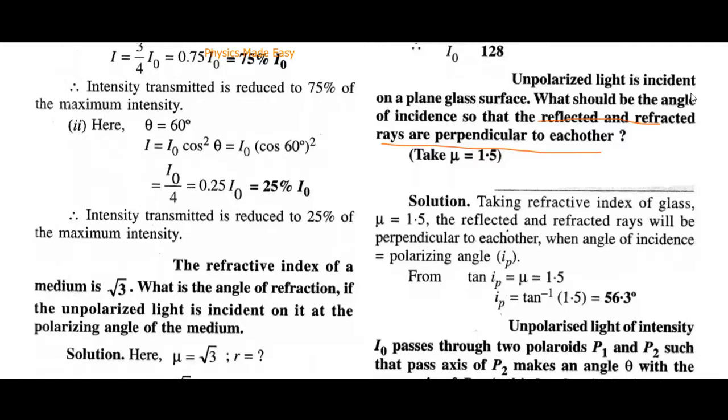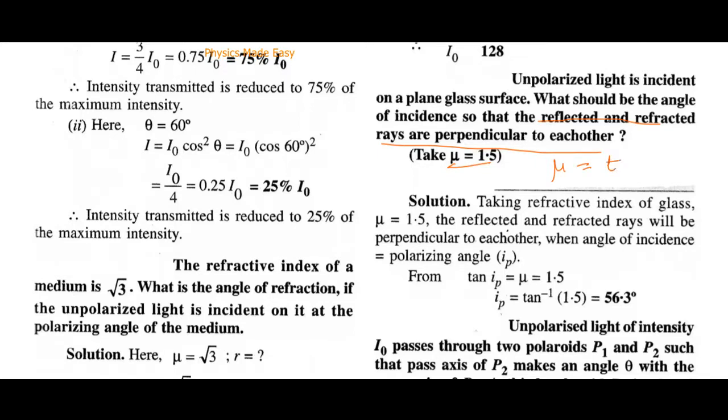He has not directly asked IP. A bit of twist in the sense that he has asked this question indirectly, that instead of asking polarizing angle, he has given the consequence of polarizing angle, or the result of polarizing angle. That is what he has given here. So mu is given, just very simple formula. Mu is equal to tan IP.